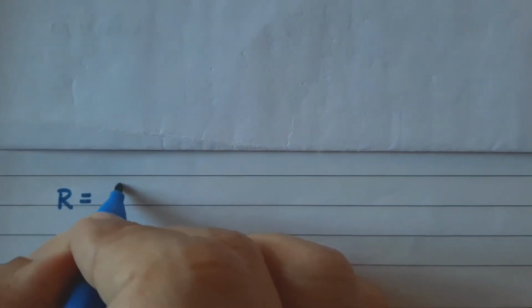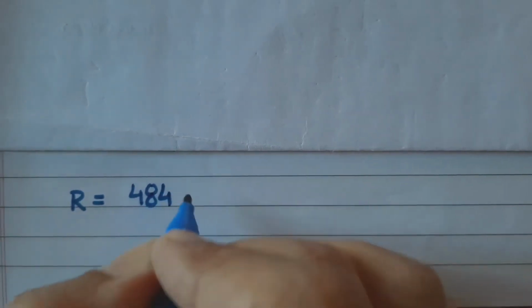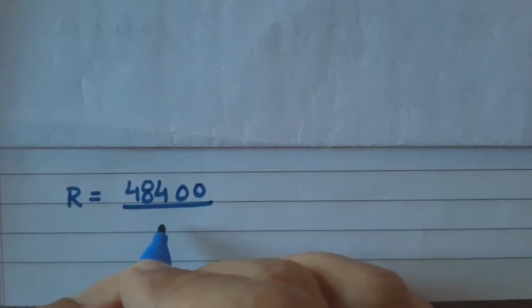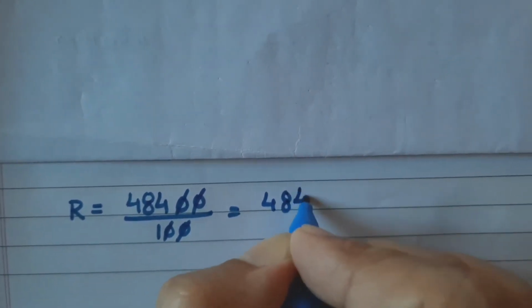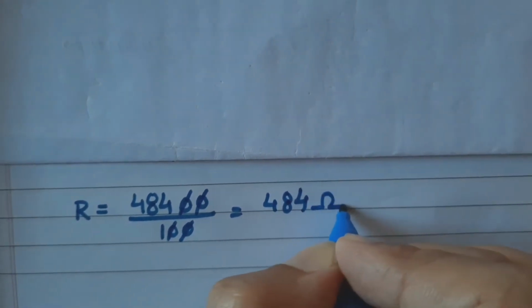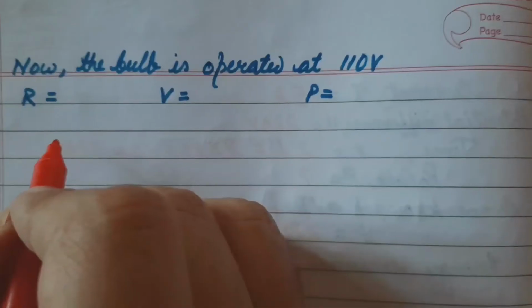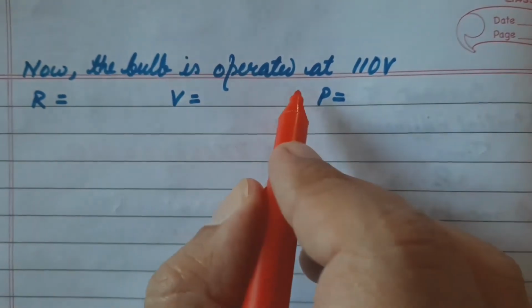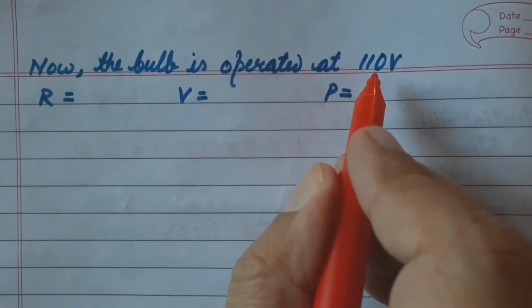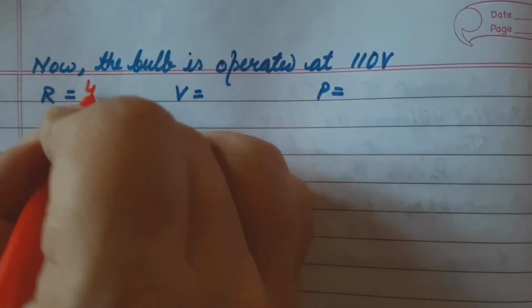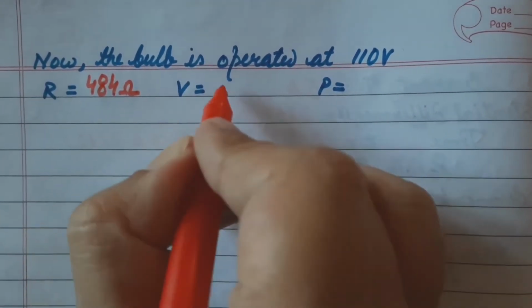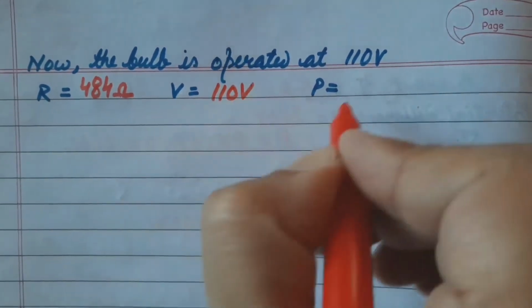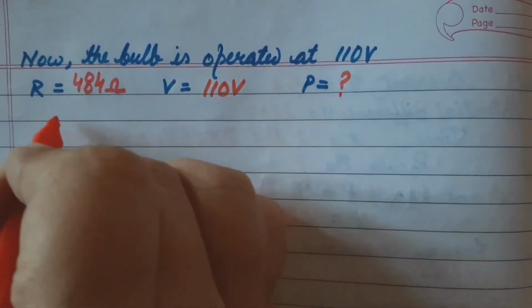R is equal to 48400 upon 100. Answer is 484. This is resistance, that's why ohm. Now the bulb is operated at 110 volt. So R is 484 ohm. Potential difference 110 volt. We have to calculate power.